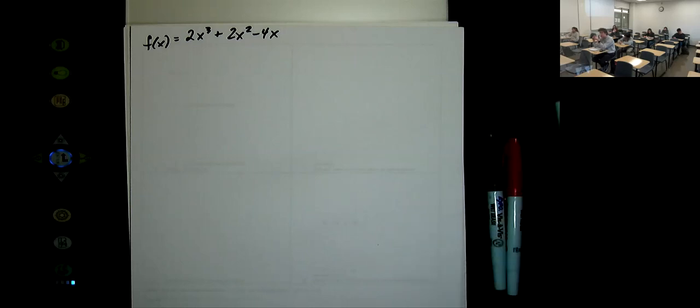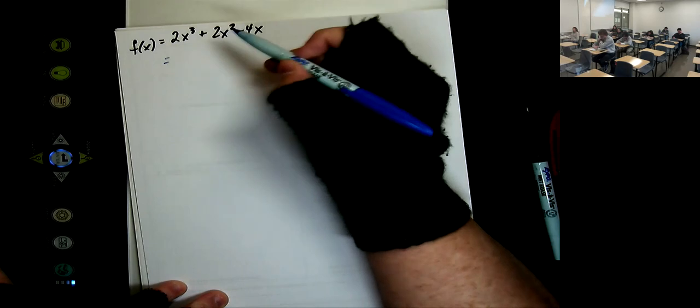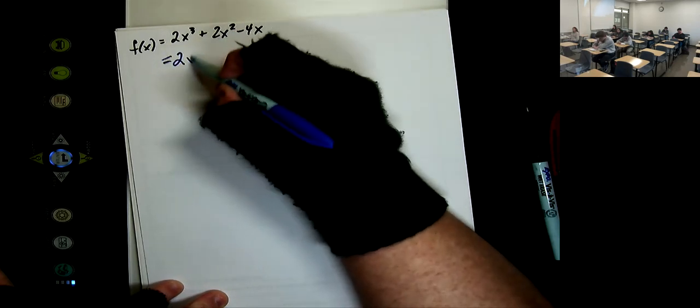I hope you guys didn't try to do this the hard way. Did you try to treat this as a cubic and do P over Q? I deliberately designed this problem to skip the P over Q thing. We can factor out not just a 2, but an X, can't we?